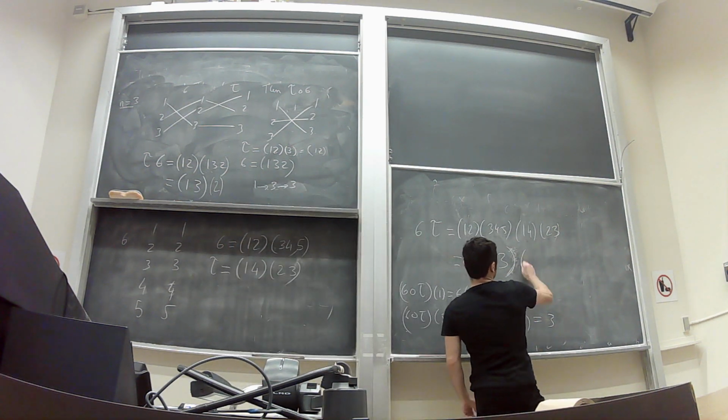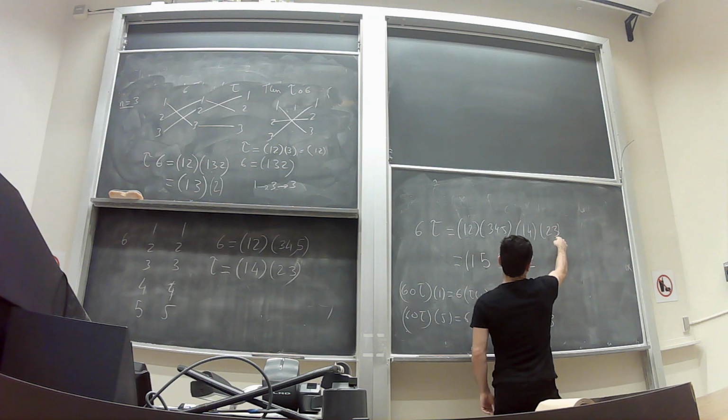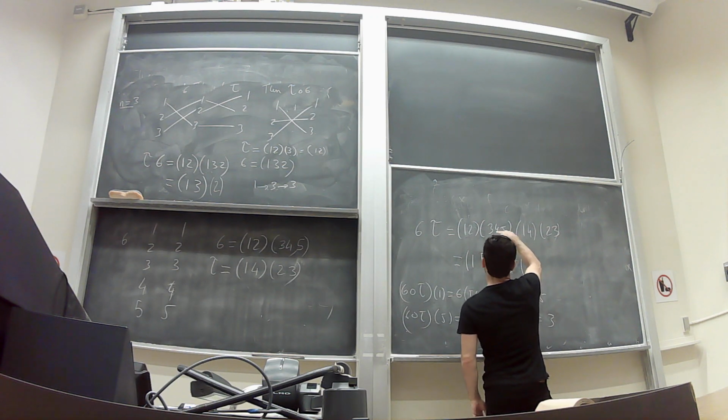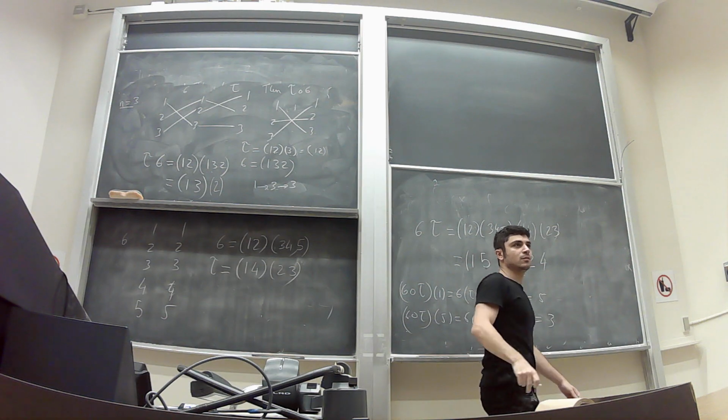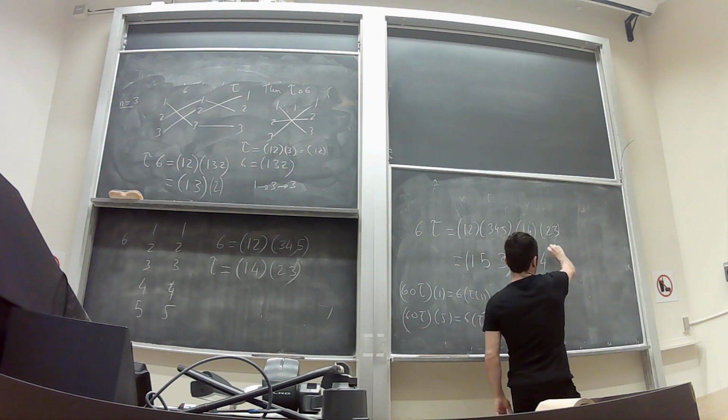Let's start with 2 and see what happens to 2. 2 goes to 3, 3 stays fixed. 3 goes to 4, and 4 stays fixed. So 2 goes to 4. Okay? And that's it. I close the bracket.